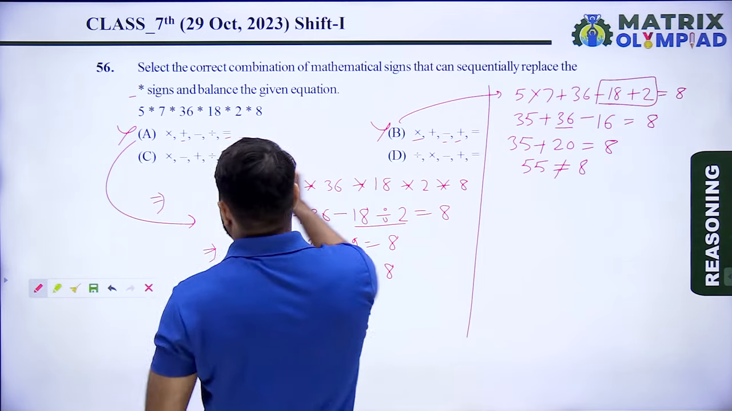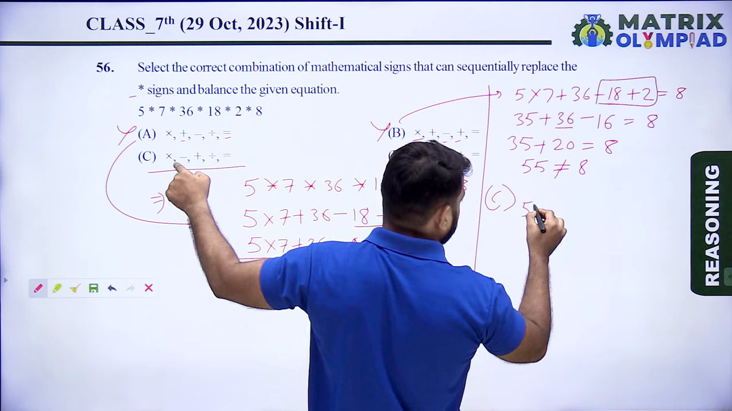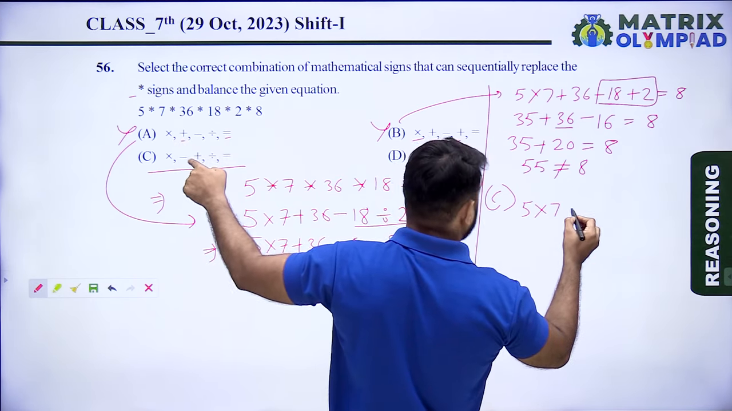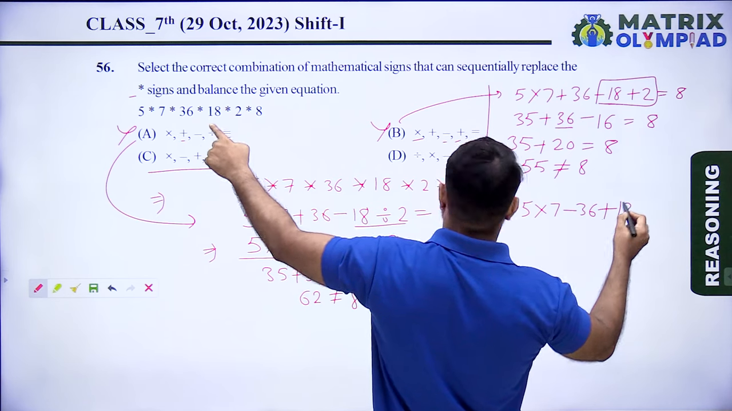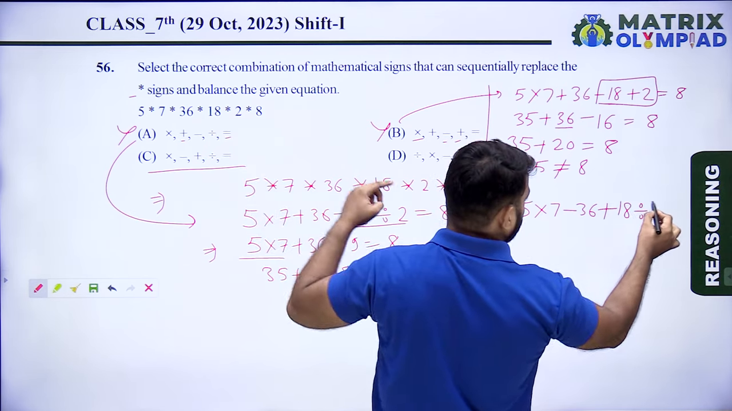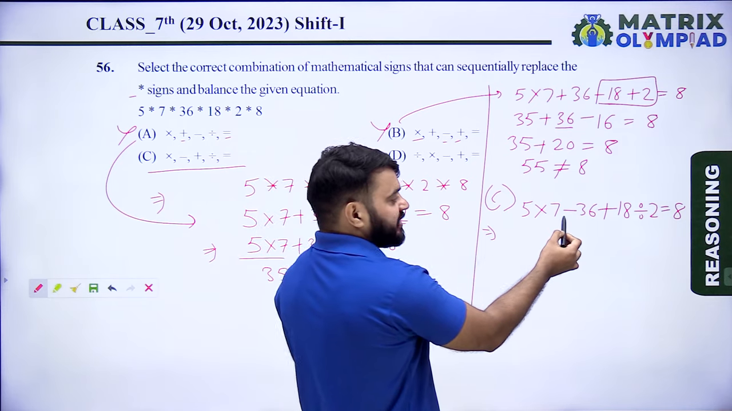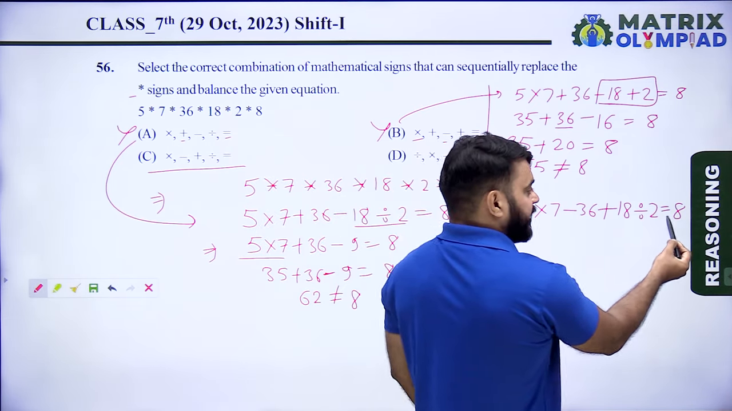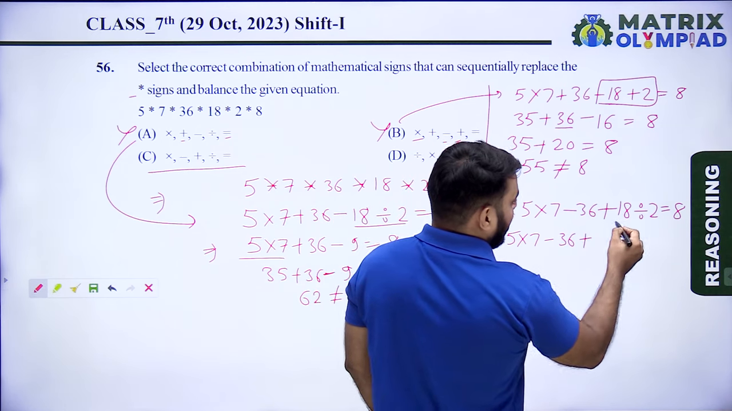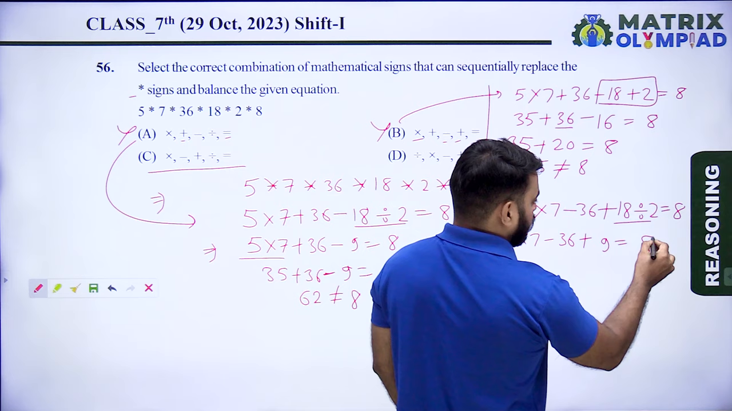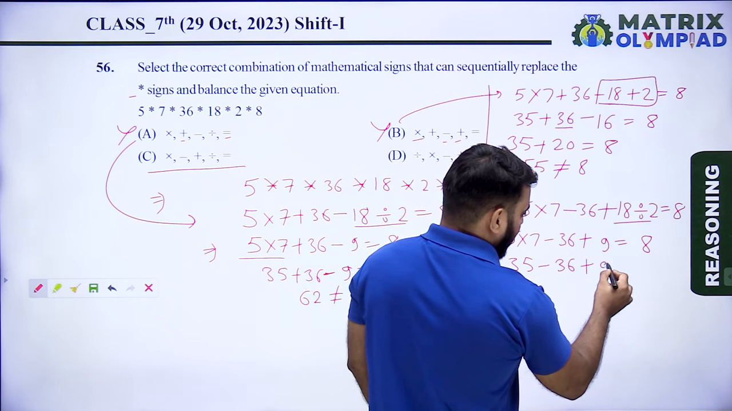Now taking option C. According to option C, 5, first abstract means multiply 7. Second abstract means minus 36 plus 18. And fourth abstract means divide 2 is equals to 8. So the equation is 5 multiply by 7 minus 36 plus 18 divided by 2 is equals to 8. So using BODMAS rule, 18 divided by 2, it means 9 is equals to 8. So 5 multiply by 7, it means 35 minus 36 plus 9 is equals to 8.